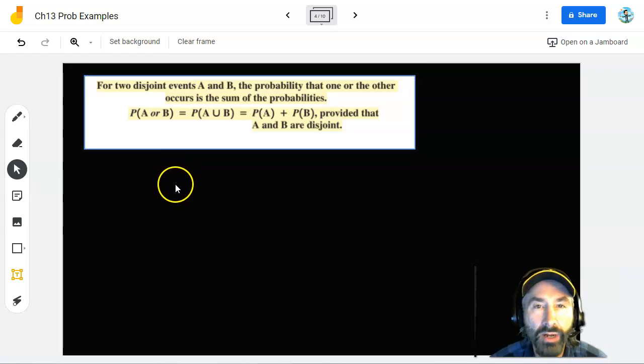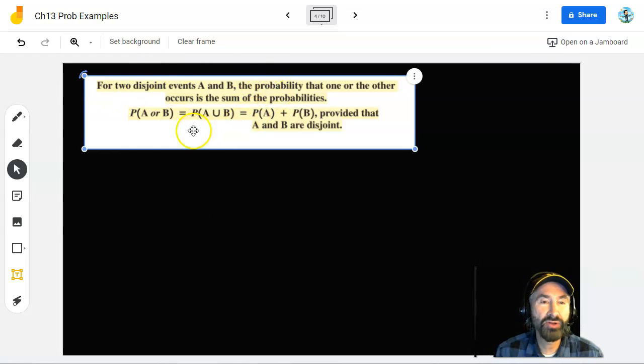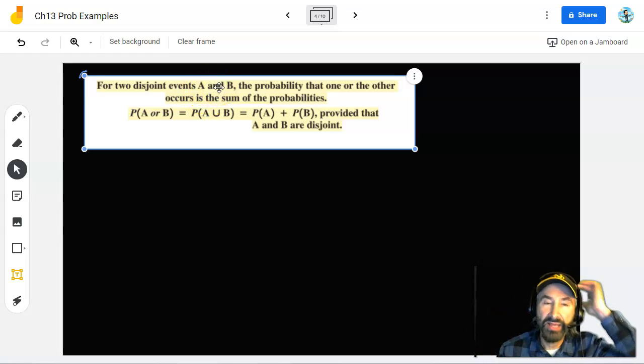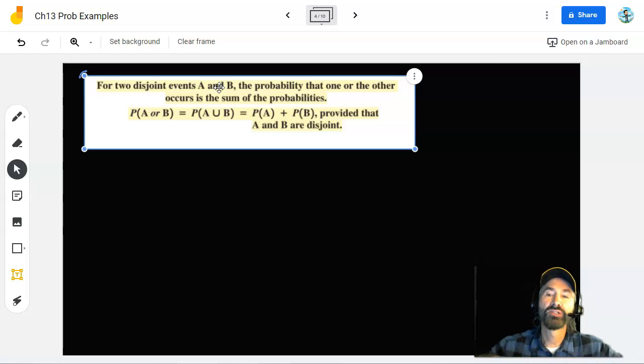All right, so we need additional rules if we want to be good at calculating probability. And so we have another rule that says if we're looking at the probability of A or B, we can use a formula, probability of A plus probability of B. Now, this is only true when there's no overlap in events. If I recall correctly, in this chapter, we don't have any problems where there's overlapping in events. So we're going to focus on problems where this works.